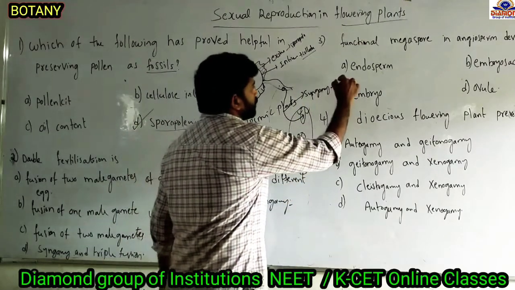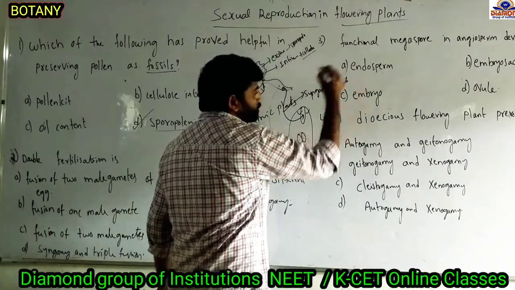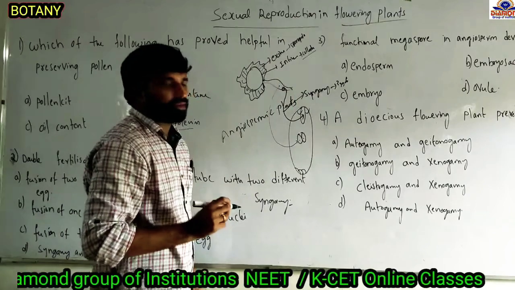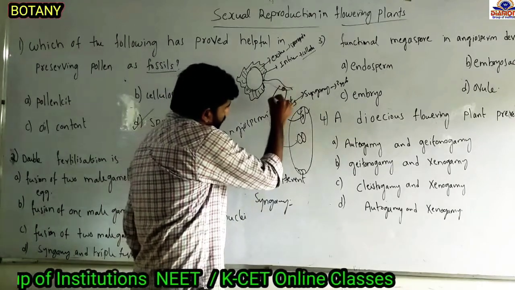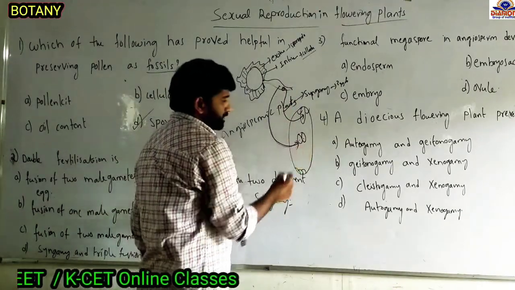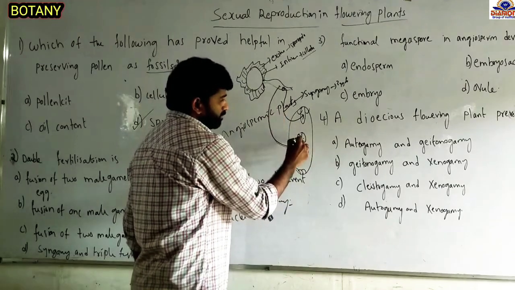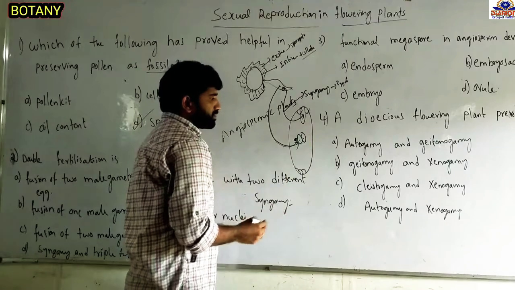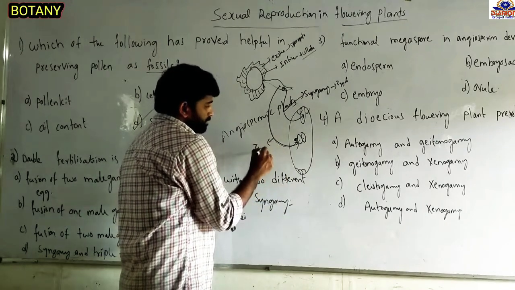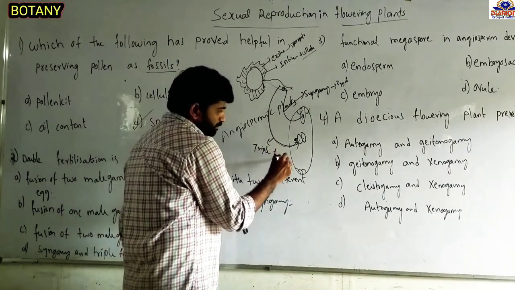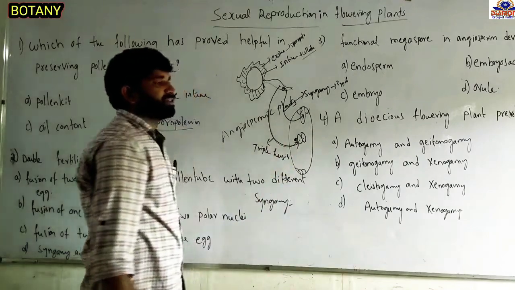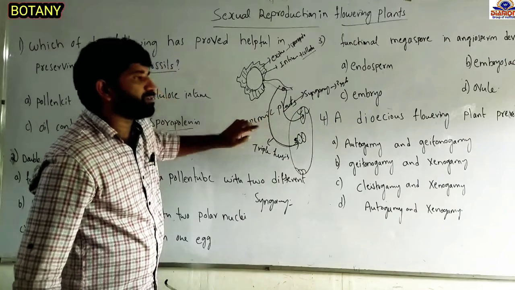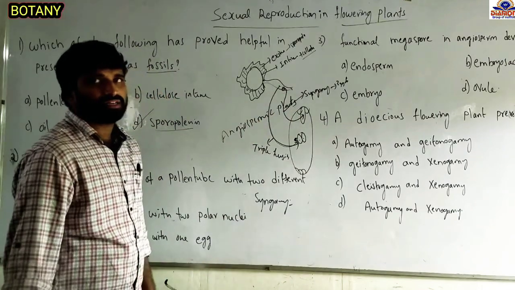and it forms a zygote. The pollen tube carries the second male gamete, which fuses with the polar nuclei of the central cell. That is called triple fusion because three nuclei are involved. So syngamy plus triple fusion together are called double fertilization.